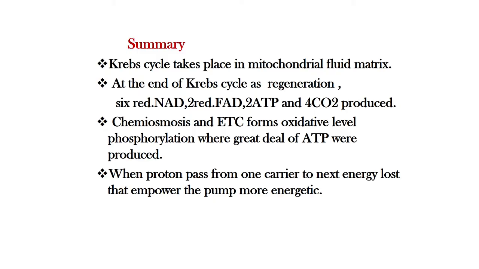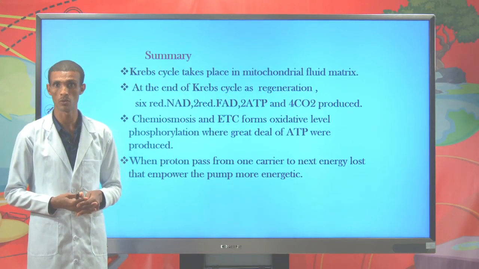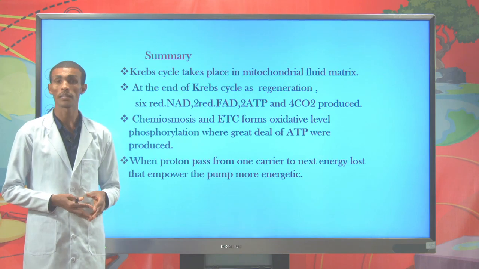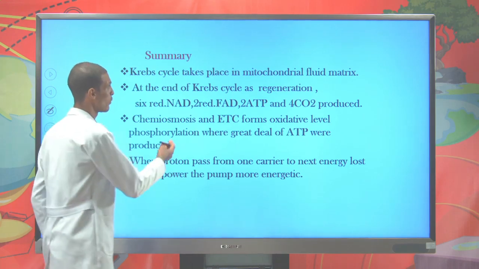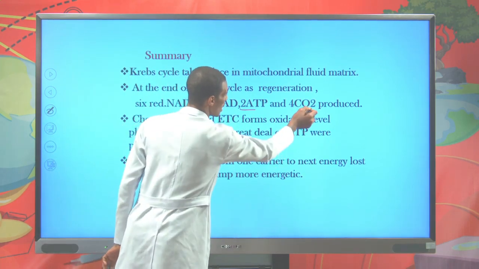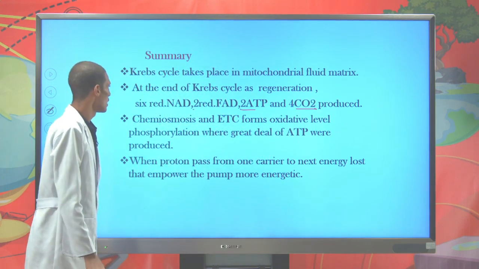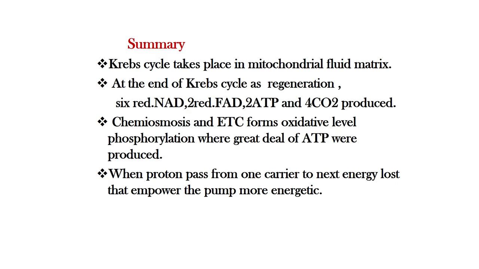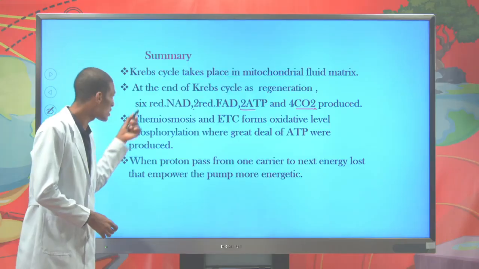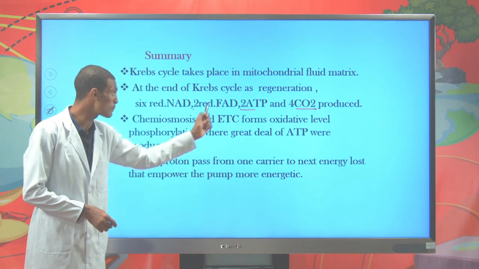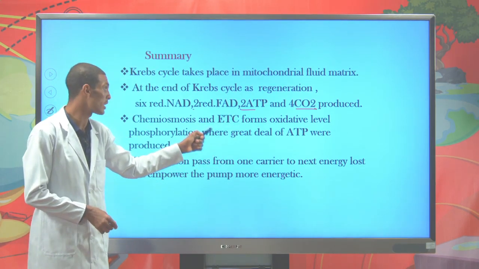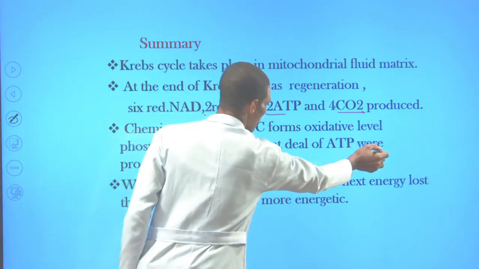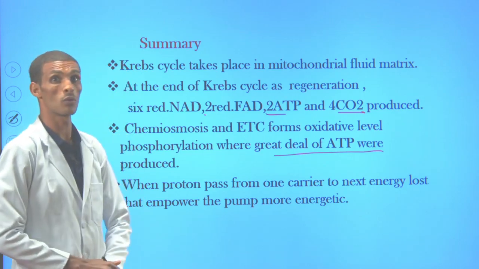in today's lesson, we have seen some reactions that take place in the fluid matrix of mitochondria, which is the Krebs cycle. During the Krebs cycle, after regeneration of the original oxaloacetate state, we obtain 6 reduced NAD. We obtain again 2 reduced FAD, 2 ATP by substrate level phosphorylation, and 4 carbon dioxide molecules. And then again, oxidative phosphorylation includes both chemiosmosis, a passing of protons through ATP synthase, and the electron transport chain, a jumping or transfer of electrons from one carrier to another, which is a great reason for production of enormous ATP, which takes place in the mitochondrial inner membrane.